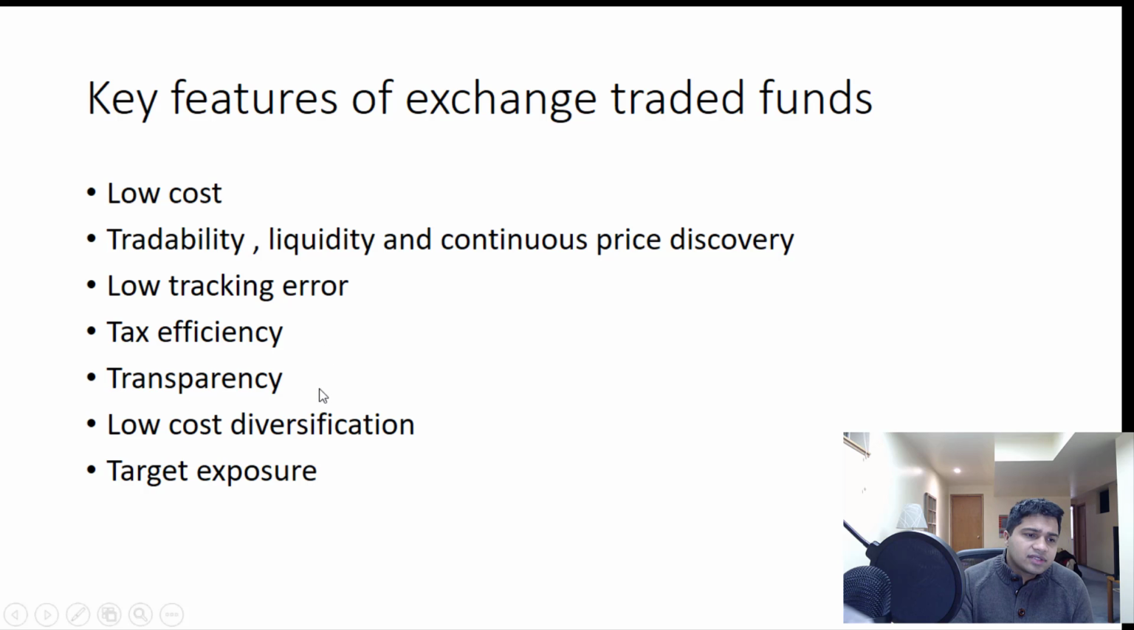They are very transparent. In the US, an ETF has to disclose its holdings every day. In Canada, the rule is that they should disclose them quarterly, but still most of the ETFs even in Canada disclose them every day. Then there is low cost diversification. The cost is low and you can get into a lot of stocks by putting in a small amount of money. And there is target exposure, so you can get target exposure without investing huge sums of money. And specifically, you can get into trading strategies that are difficult for individual investors.